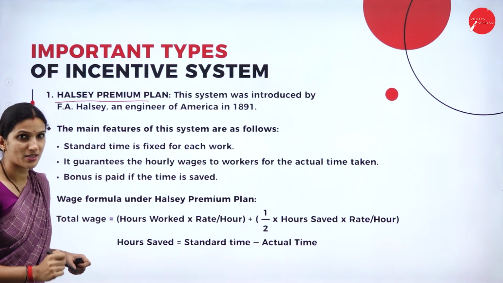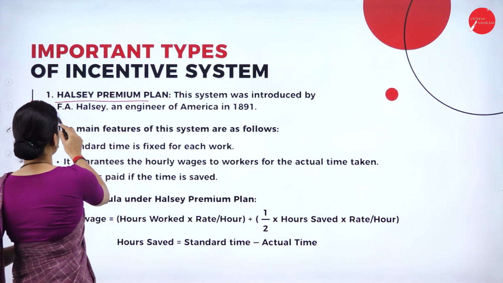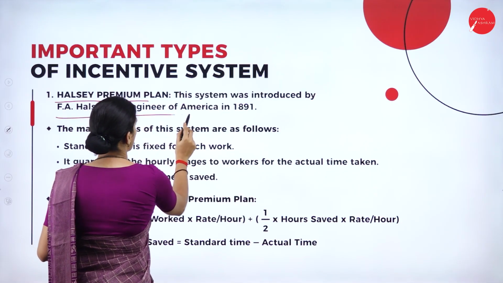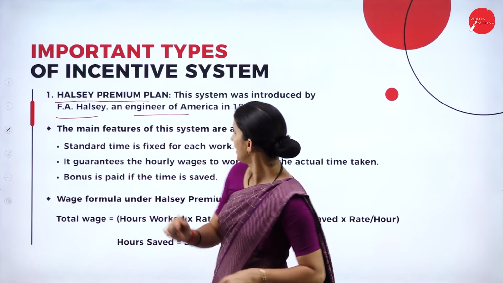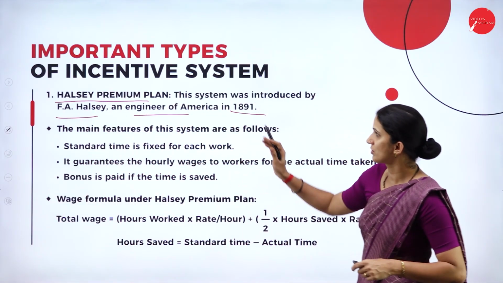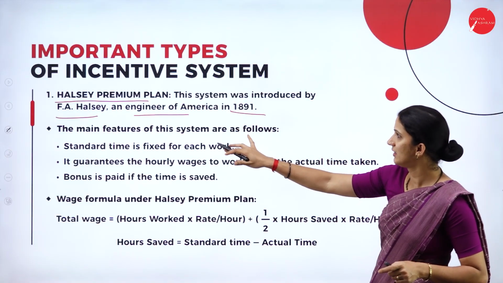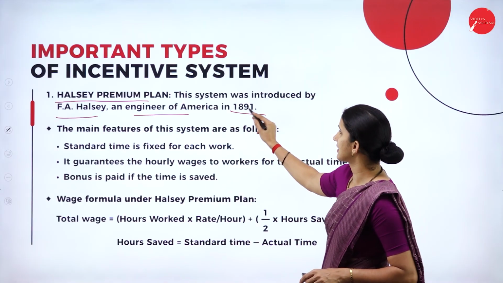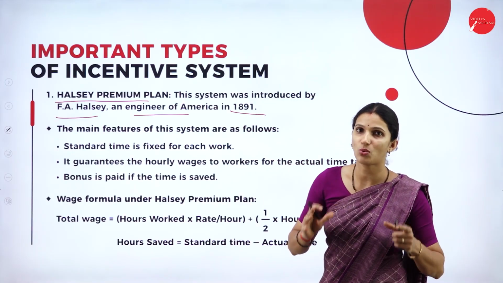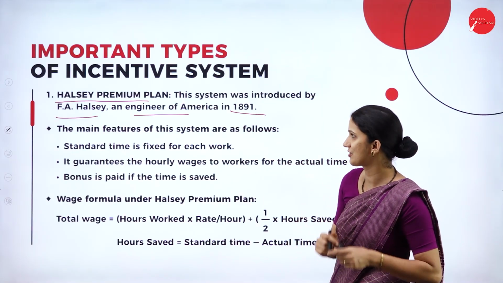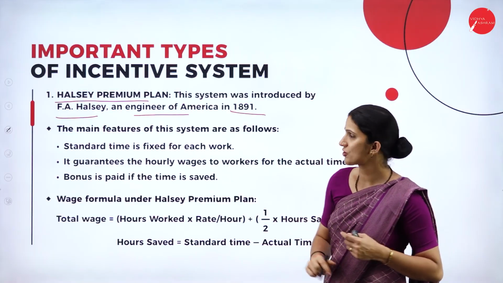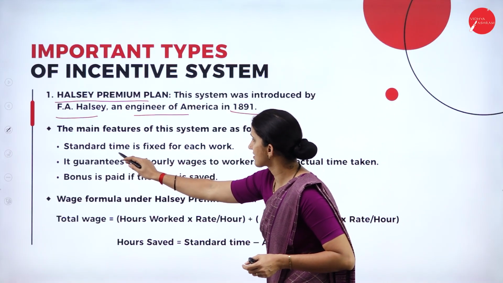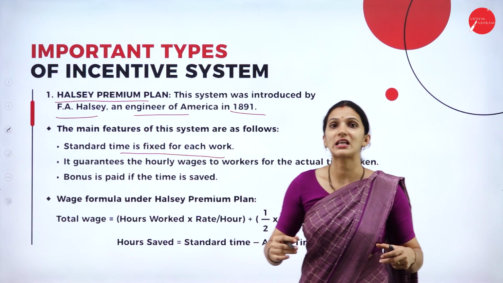This system was introduced by F.A. Halsey, an engineer of America, in 1891. So this is Halsey's premium plan. In 1891, he gave his own method of wage calculation. Here the main feature of this plan is that the standard time is fixed for each work.